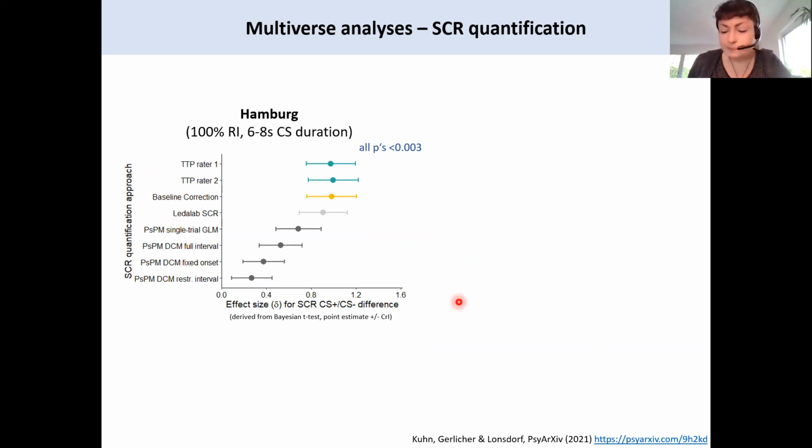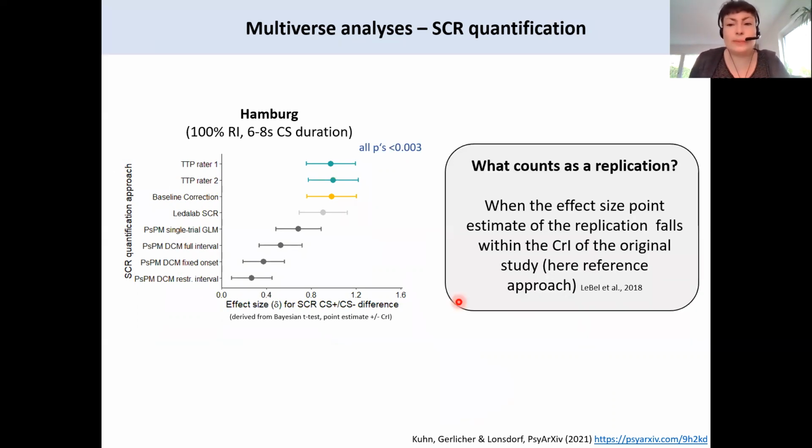So to find out if these different approaches can be used interchangeably, we applied a replicability framework that defines a replication as when the effect size point estimate of the replication falls within the credible interval of the original study. Here, the reference approach, which in this example would be trough-to-peak rater 1. So applying this definition, the effect size point estimates here of rater 2, baseline correction, and Ledalab would fall within the credible interval of our reference approach and would qualify as a replication, whereas none of the PSPM models would.